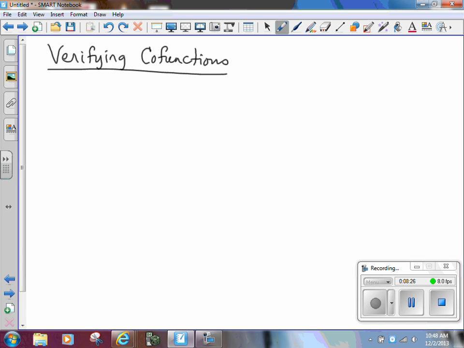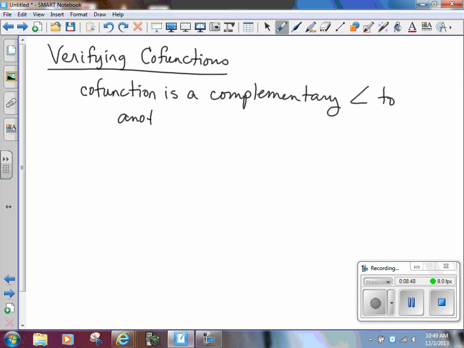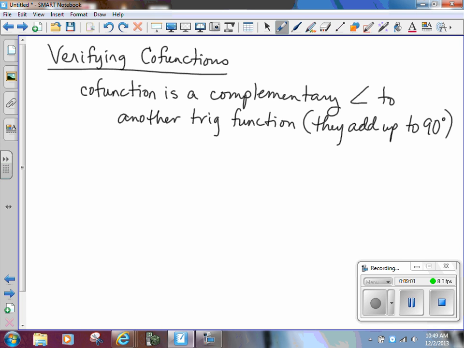Verifying cofunction. A cofunction is a complementary angle. Anybody remember what complementary angles are from geometry? They add up to equal 90 degrees. Very good. A cofunction is a complementary angle to another trig function. They add up to 90 degrees. You need to know what a cofunction is, okay?